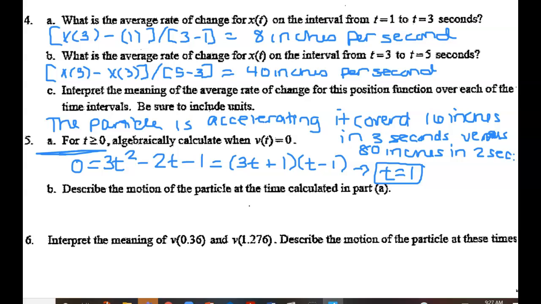Describe the motion of the particle at this time. Well, if a velocity is 0, think about driving a car. If the velocity of your car is 0, what are you doing? You're standing still. Perfect. You're at rest. You might be at a stop sign, in a parking spot, or at a red light. But what that means in part A is if the velocity is 0 at 1 second, then the particle is not moving.